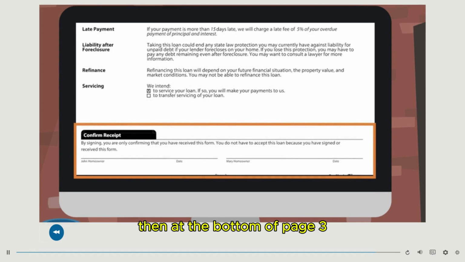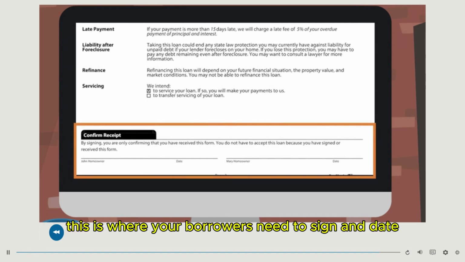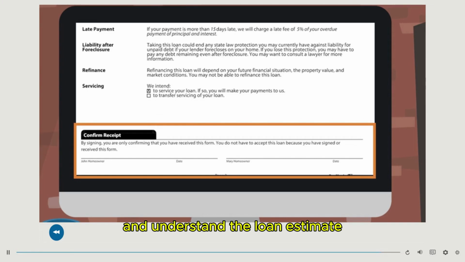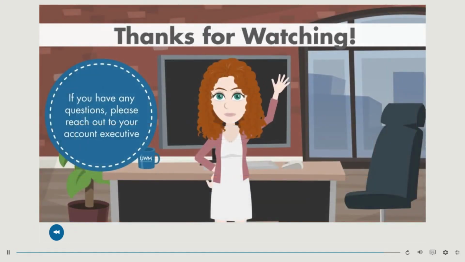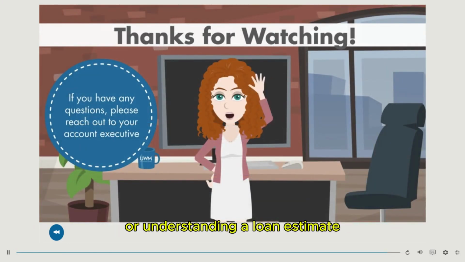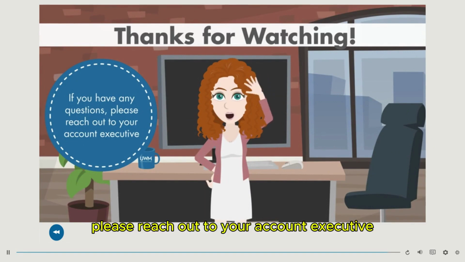Then, at the bottom of page 3, this is where your borrowers need to sign and date, acknowledging that they have received and understand the loan estimate. If you have any questions about reading or understanding a loan estimate, please reach out to your account executive.